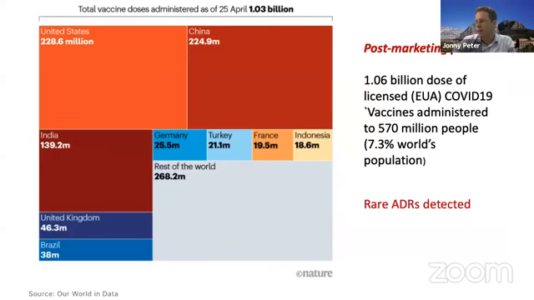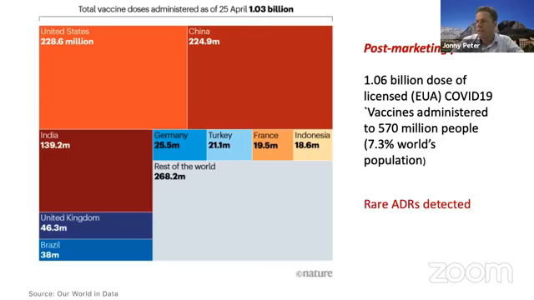And so you can see here, this is now a nice figure from a recent Nature paper, which highlights the countries where the first 1 billion doses of COVID vaccines have been administered as of the 25th of April.